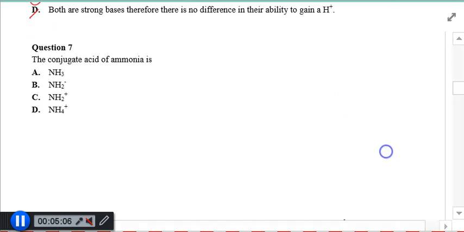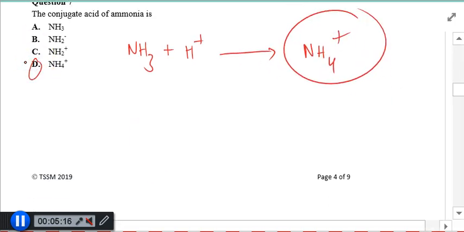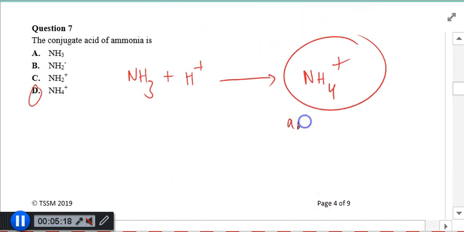The conjugate acid of ammonia: when ammonia acts as a base and you get an acid, this is your conjugate acid. Okay, so this is the ammonium ion. This can act as an acid.